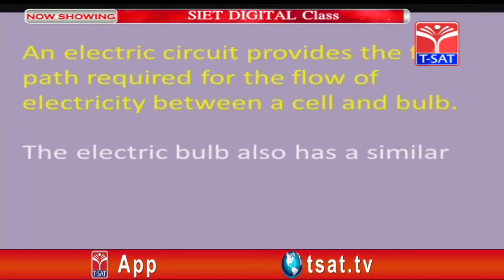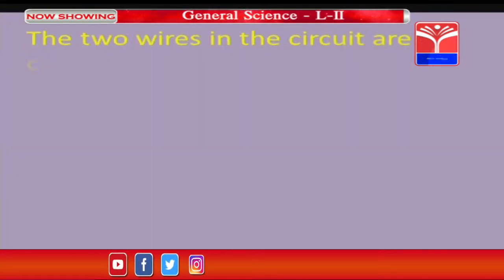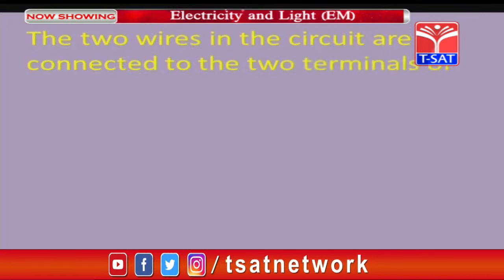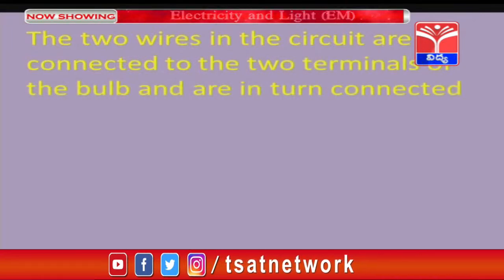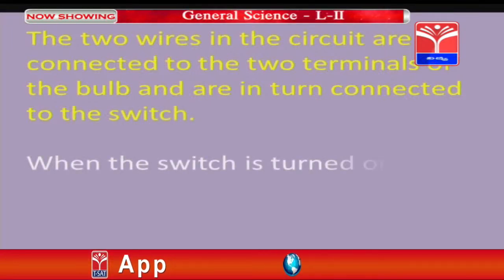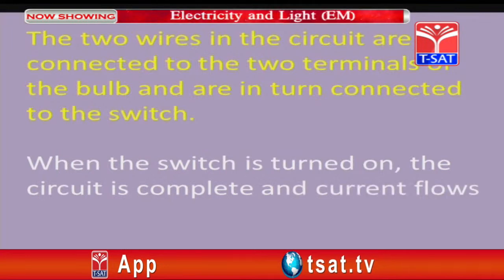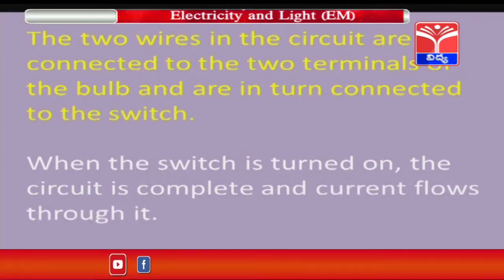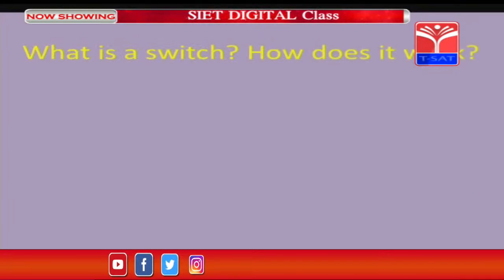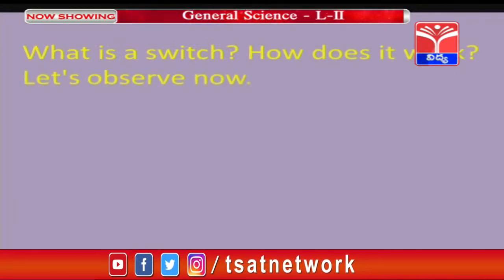The electric bulb at home also has a similar circuit. The two wires in the circuit are connected to the two terminals of the bulb and are in turn connected to the switch. When the switch is turned on, the circuit is complete and the current flows through it. What is a switch? How does it work? Let us observe now.